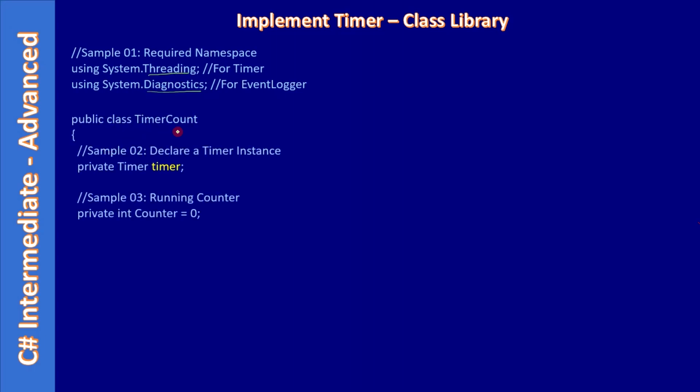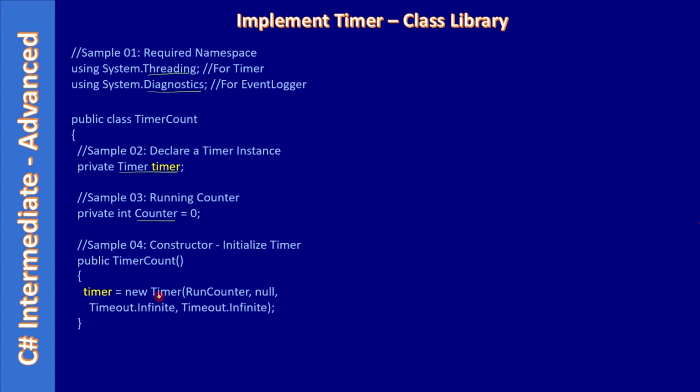Next, in our timer count, that is the class exposed by our class library, and here we have a private member called timer. This timer class is from System.Threading. Next, we have a variable of type integer, counter. We will use this counter as a running counter. When the timer procedure runs periodically, that procedure will increment this counter, and we will write this incremented counter to the Windows Event Logger.